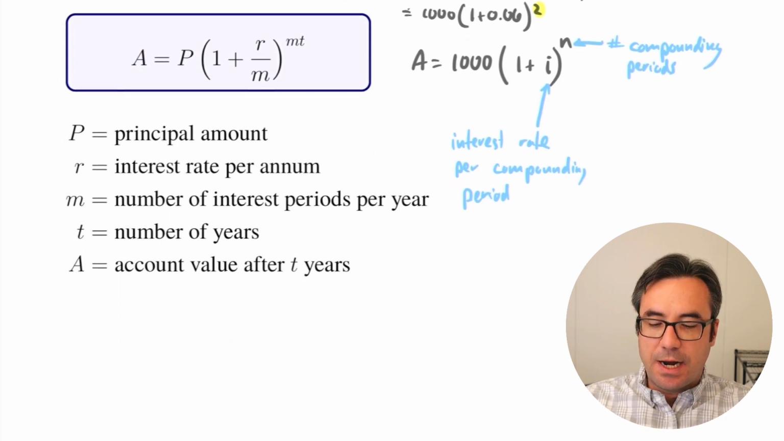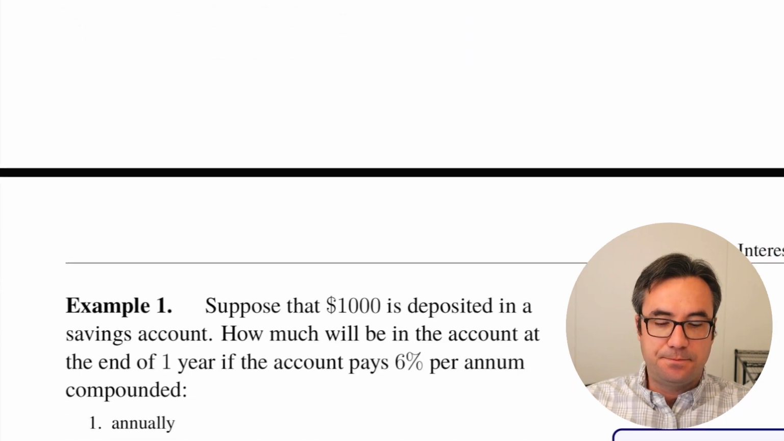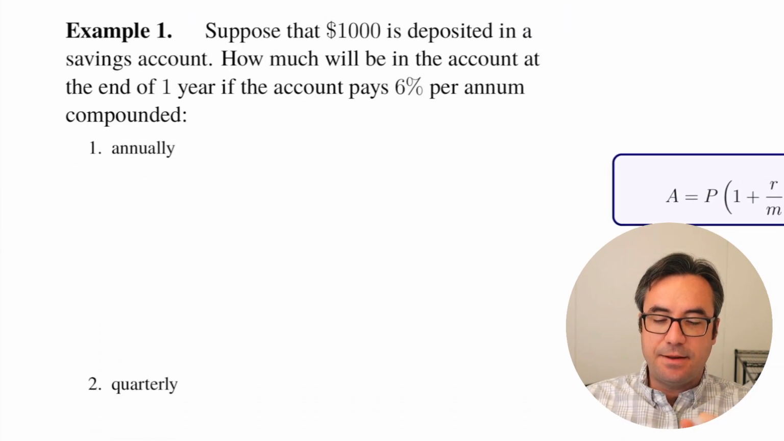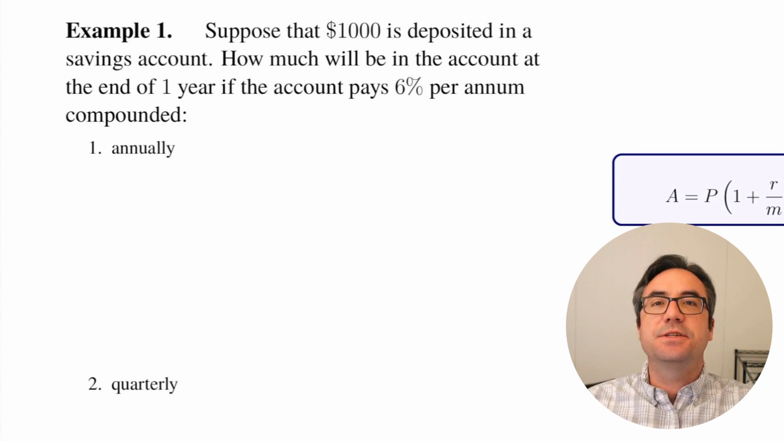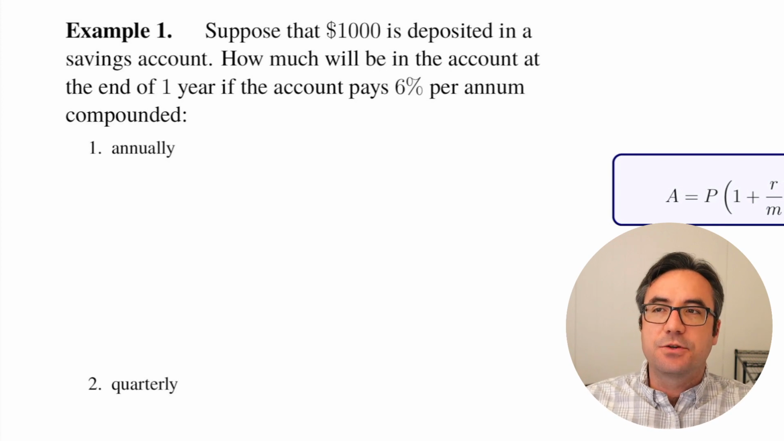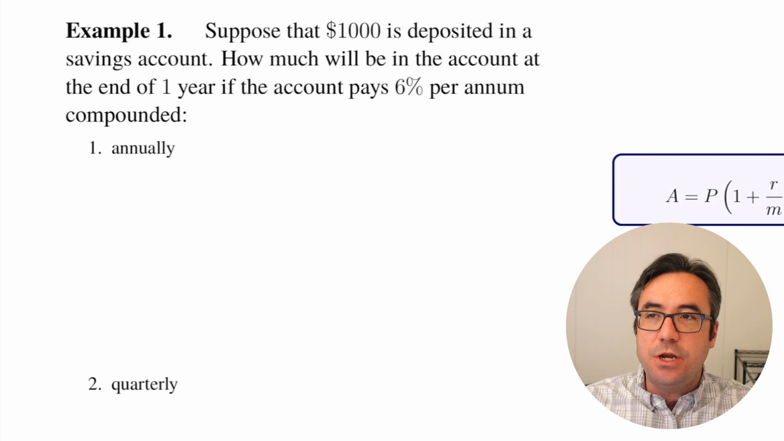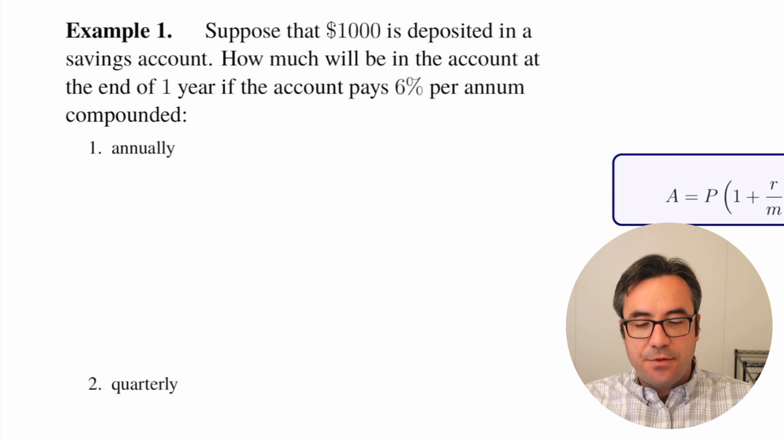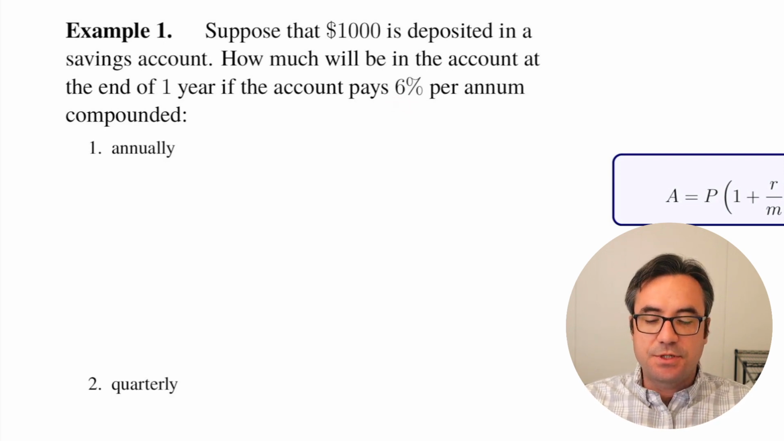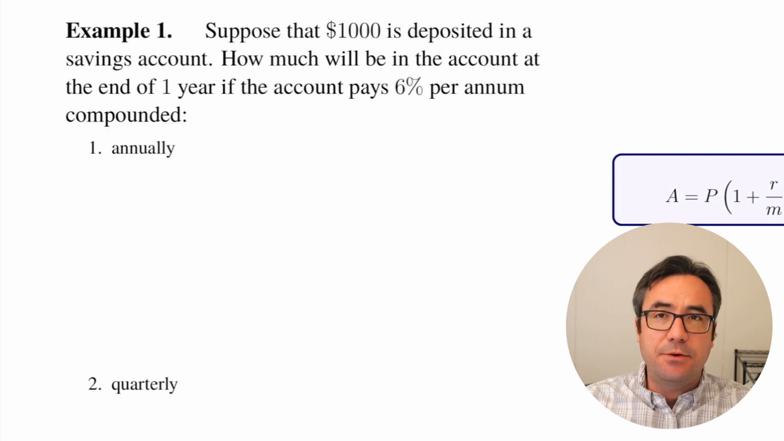So let's try an example. Let's look at example 1. We're going to continue along the lines of depositing $1,000 into a savings account. We're just going to look at what happens at the end of 1 year if the bank is paying us 6% interest per annum. And we're going to look at different compounding periods.